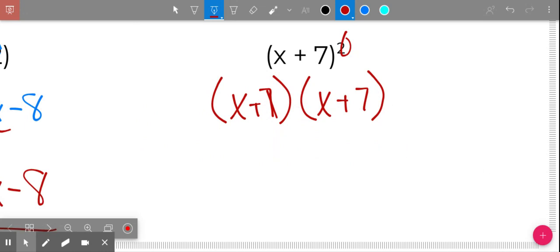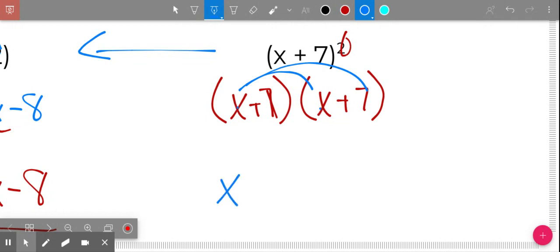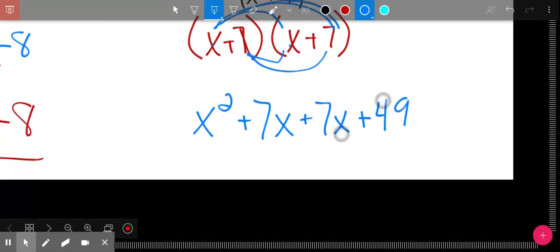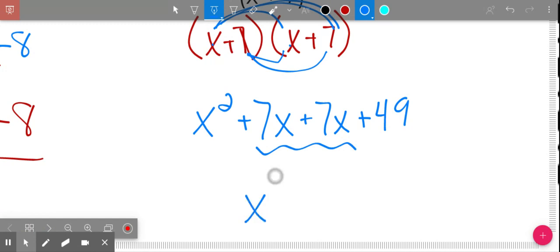Because remember, if we have something squared, that just means we repeat it twice. So now we can distribute just like we did over here. We're going to distribute the x to everything. X times x gives me x squared, and x times 7 gives me plus 7x. And then distribute the 7. So 7 times x gives me plus 7x, and 7 times 7 gives me plus 49. Combine our like terms, and we'll have x squared, 7 plus 7 gives me plus 14x plus 49.